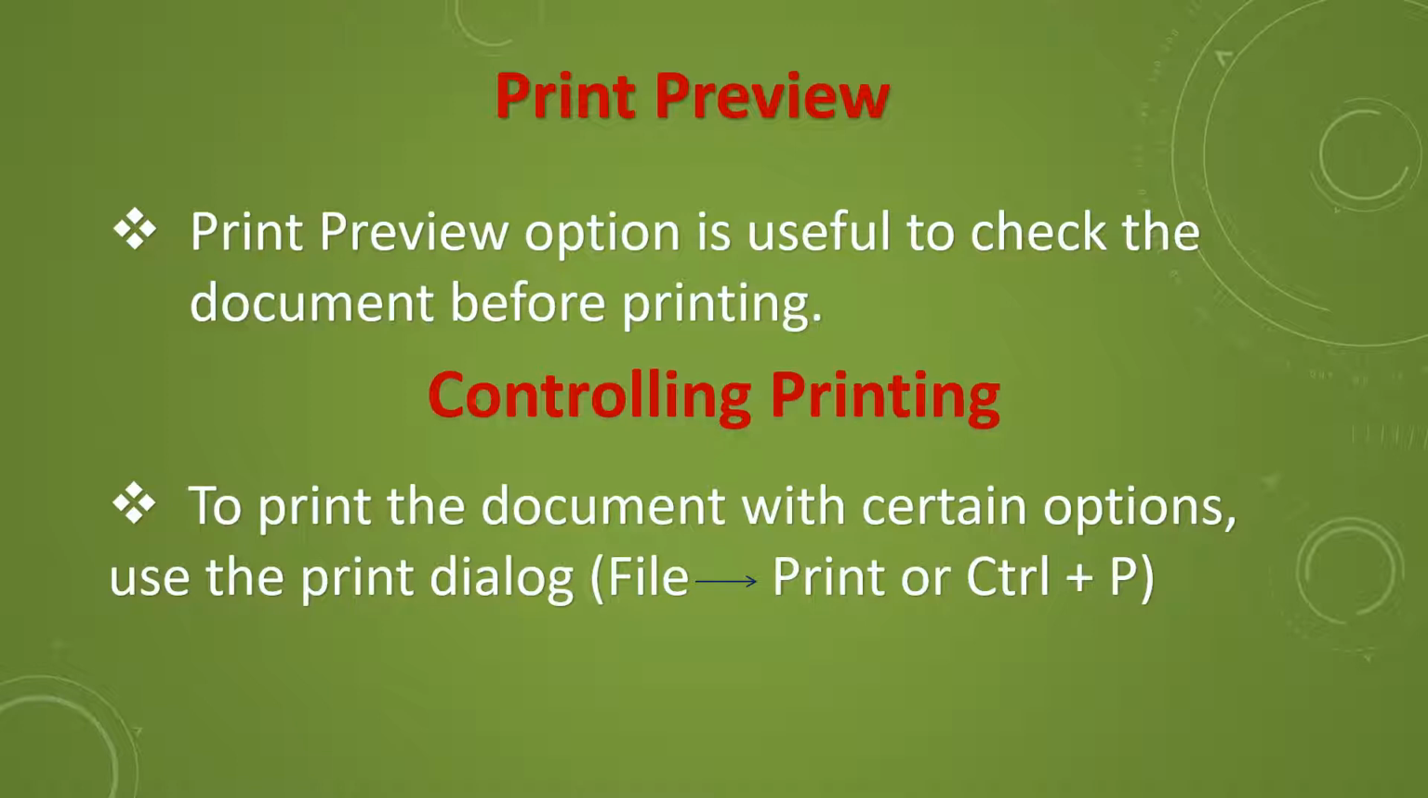Next one is controlling printing. To print the document with certain options, use the print dialog. Where is the print dialog present? How will you print the document? For printing the document, you have to go to the File menu and then choose the Print option. Otherwise, you can use the shortcut key. Menu oriented, you select the File menu and then choose the option Print. If you want to use the shortcut, you can use Control and P.